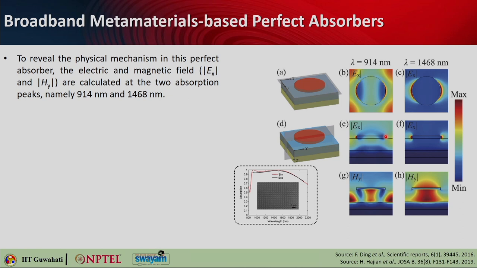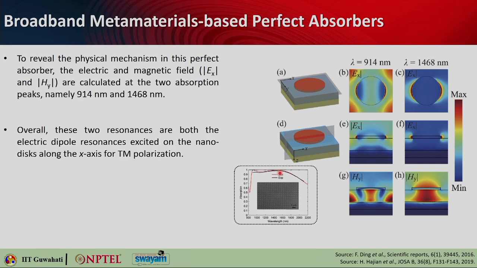So here are some simulation results that show you how it works. To reveal the physical mechanism in the perfect absorber, you can plot the electric and the magnetic fields at the two absorption peaks. If you carefully see, there is one peak and then there is another peak here. So there are two peaks which are spectrally overlapping. One is a narrow peak and the other one is a pretty broad peak. There is a peak at 914 and another one at 1468 nanometer.